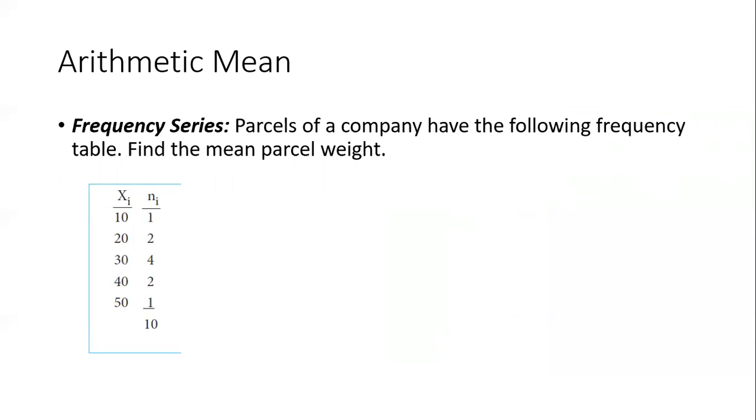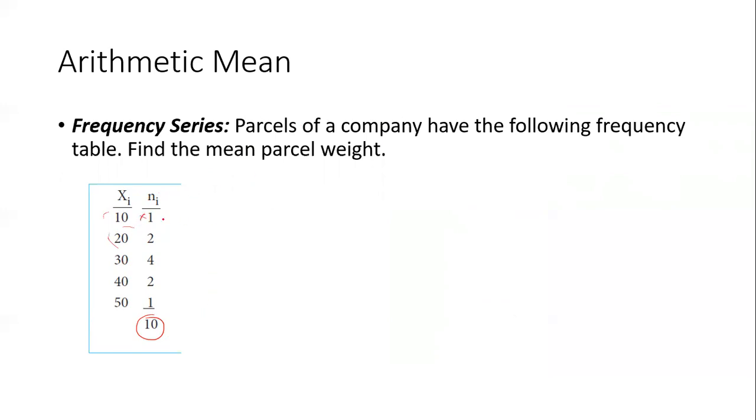Again, this is an example for parcels of a company. There are 10 parcels, 10 boxes, let's say, and these are the weights. So one of them is 10 kilograms, two of them are 20 kilograms, 34 of them are 30 kilograms, and so on and so forth. So just find the mean parcel weight.